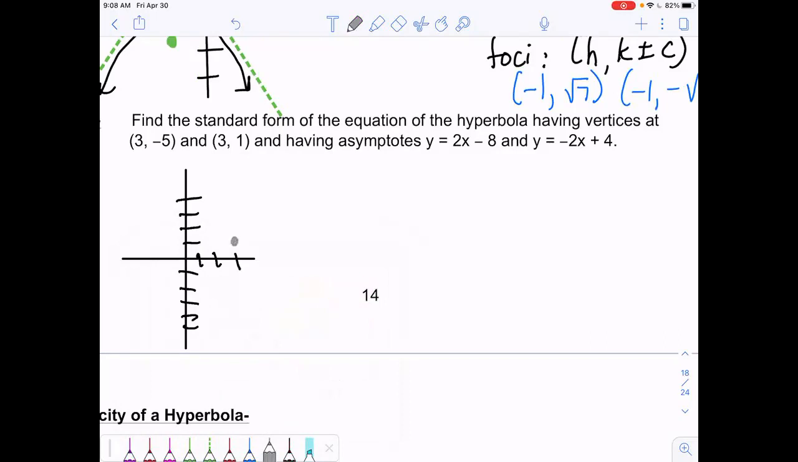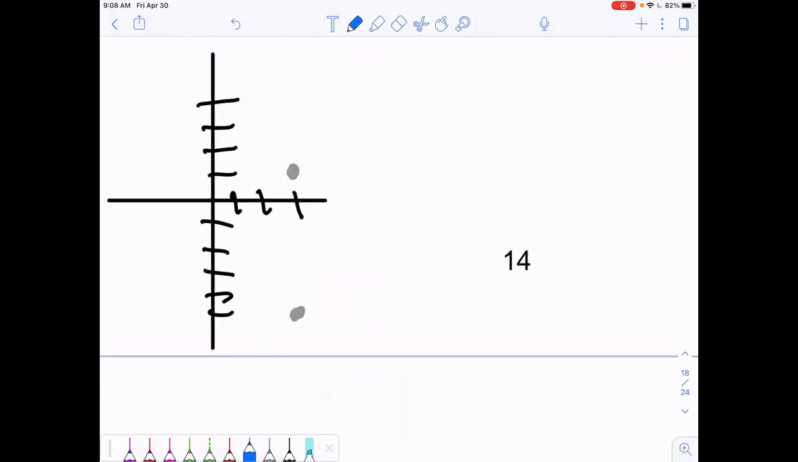And then we are at 3, -5. So those are the two vertices. From the vertices, you not only can find A, but Jenny, what else could you find from the vertices besides just A? Yeah, the center. So if you go to the middle of those, we know the center, and then we can find A.